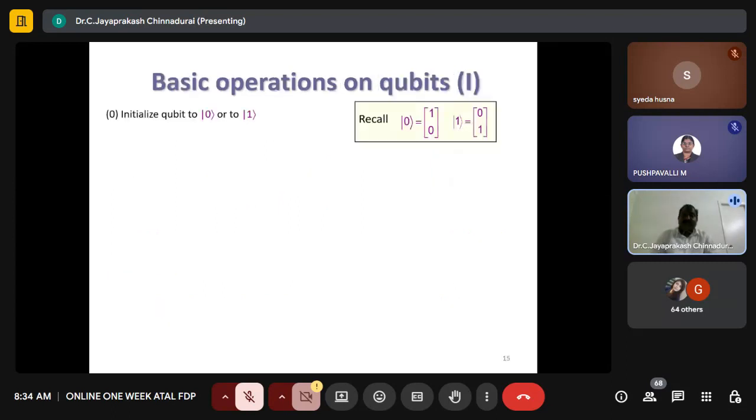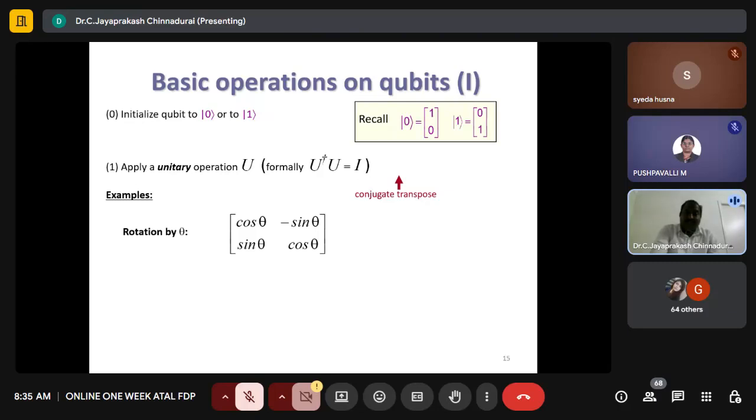For this one we have an example, basic operations on qubits. Initialize the qubits in two states, ket of 0 or ket of 1. So we can use unitary operations, that is U dagger U equal to I, where we take the conjugate transpose. In this one, rotation by theta is represented as cos theta, minus sin theta, and so on. And the same thing, if you are having the NOT bit flip, how it will be represented.